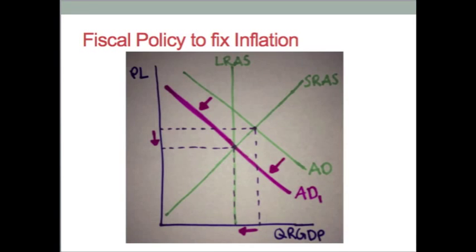A contractionary fiscal policy must be used to fix an inflationary gap. This means that we will either raise taxes or lower government spending. Both have a negative effect on the quantity of real GDP. This would cause aggregate demand to decrease and the curve would shift to the left.